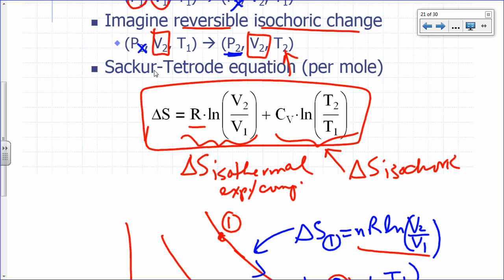That's known as a Sackur-Tetrode equation. This is per mole, so what would you have to do if you have n moles? Just multiply the whole thing by n, right? If you have more than 1 mole.